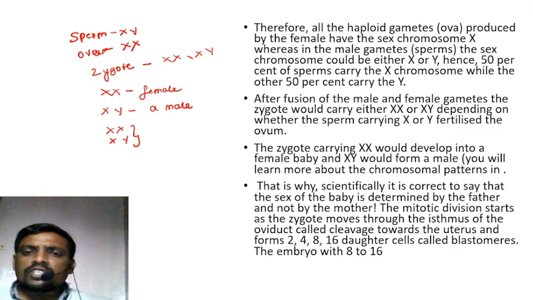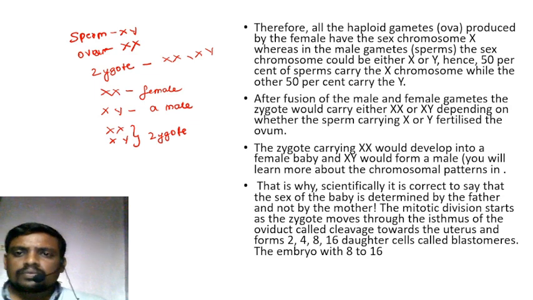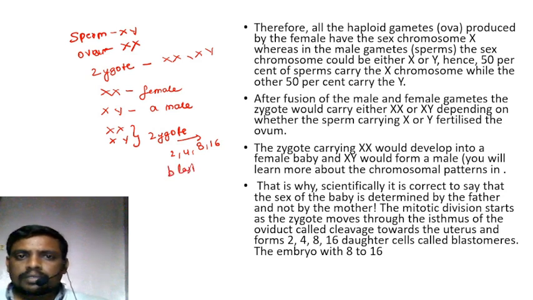The mitotic division starts as the zygote moves through the isthmus of the oviduct, or fallopian tube. When it moves like that towards the uterus, it forms 2, 4, 8, 16 daughter cells called blastomeres. What are they called? Blastomeres.